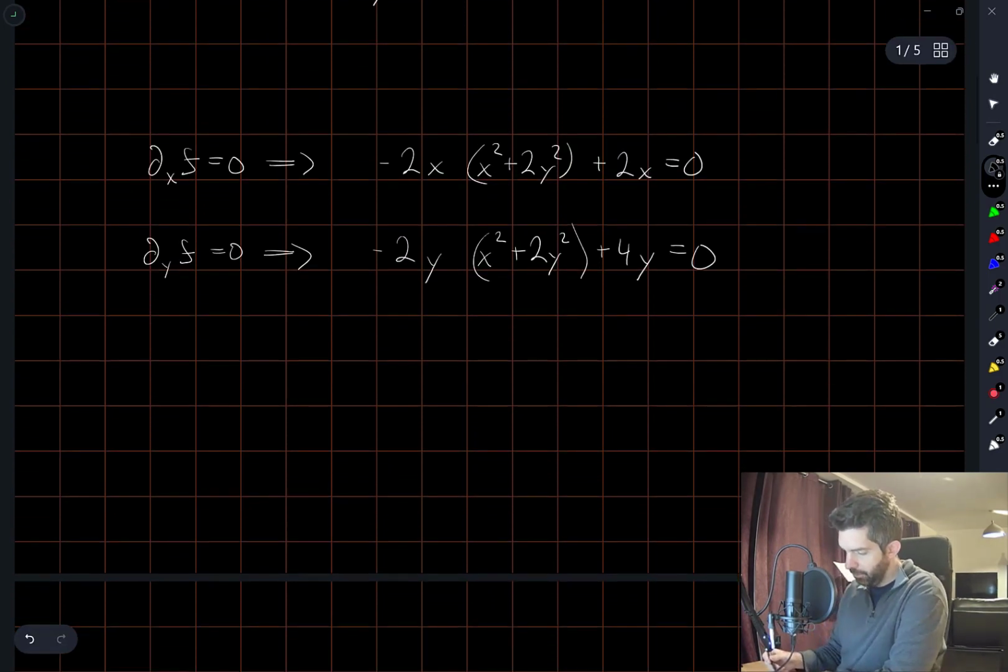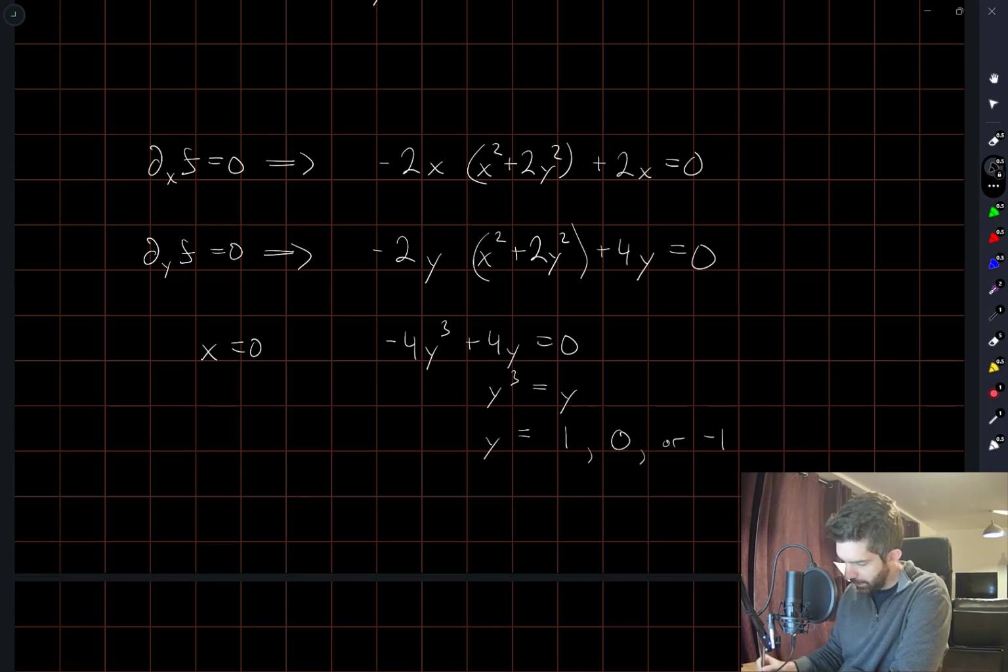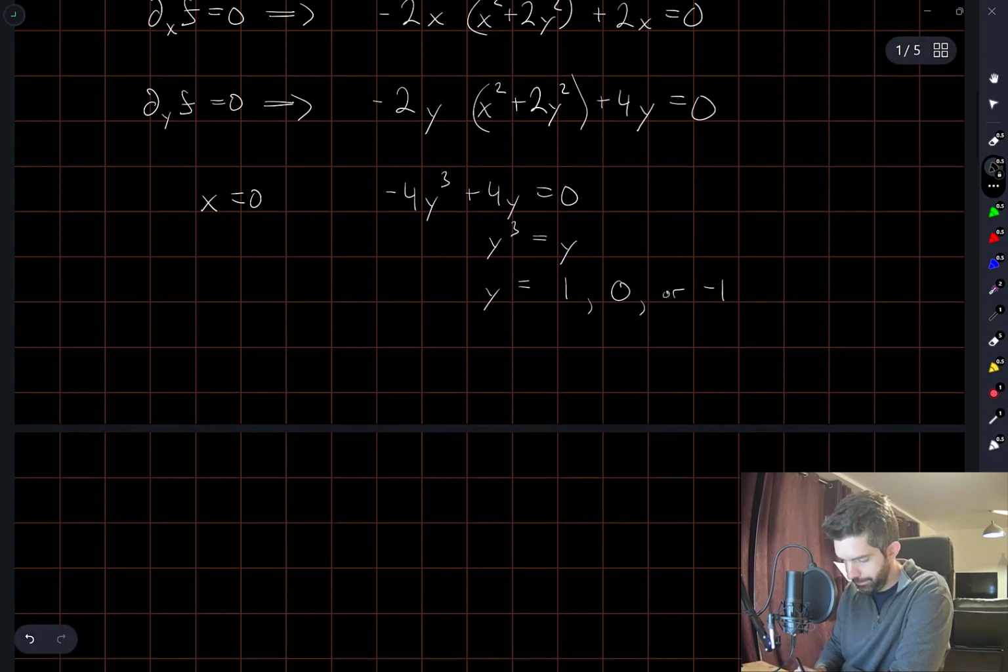Okay, so I have shown that when x and y are both equal to 0, that is the solution to this. But watch what happens if I let x equal 0, what happens to these two equations. The first one is automatically satisfied, and the second one turns into, okay, so I have a whole bunch more solutions.